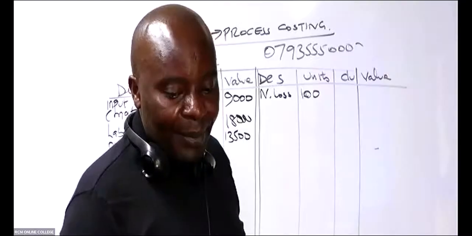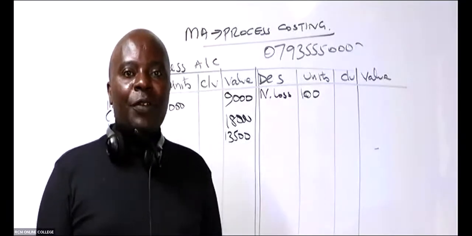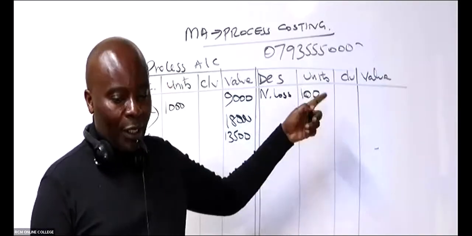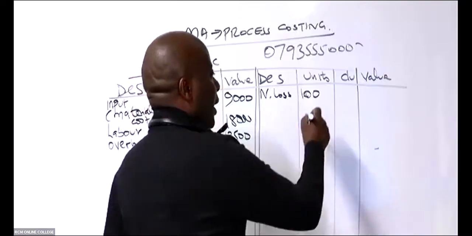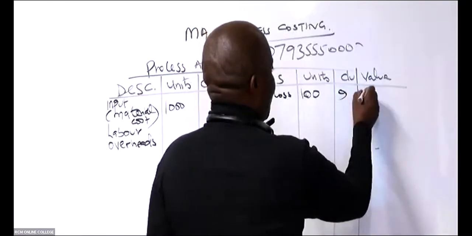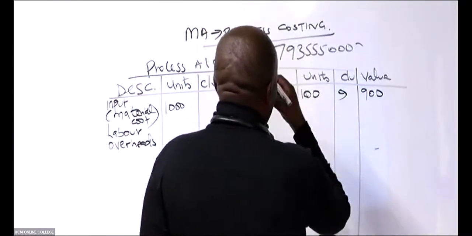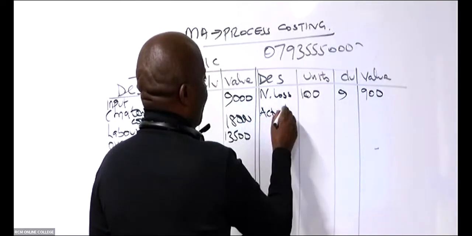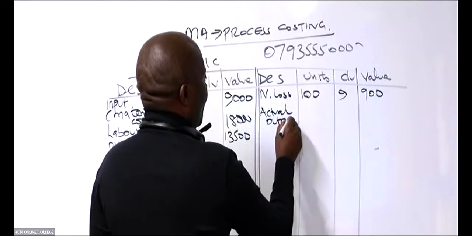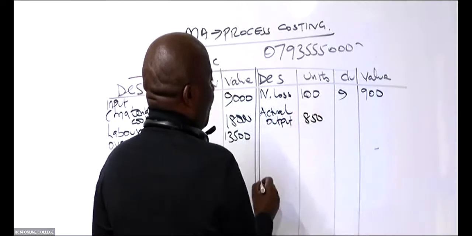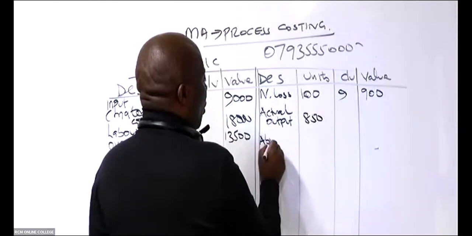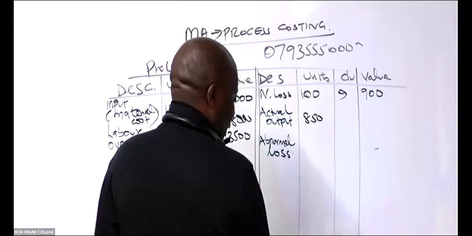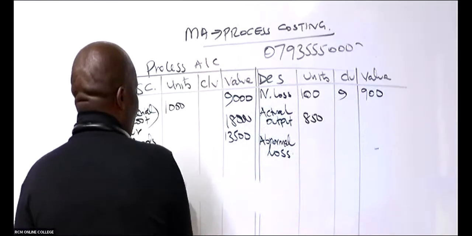And remember, at times the scrap value is not given. If scrap value is not given, you should always multiply whatever quantity you have here with 0. But now here we have a scrap value of 9, which gives us 900. Apart from that, we have actual output. So the actual output is 850. And then we have what we are calling abnormal loss.